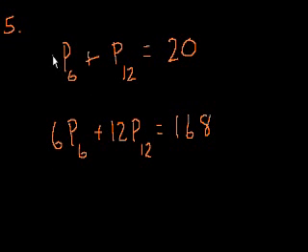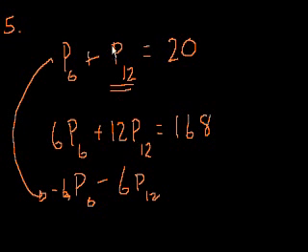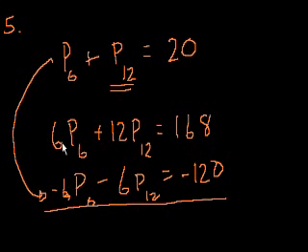So they want to know how many packages of the 12 bagels he bought. So they want to know what P sub 12, or whatever you want to call that, is. If we want to do that, let's cancel out the P6's. So if we multiply that top equation by minus 6, you get minus 6 times the 6 packs minus 6 times the 12 packs, is equal to minus 120. Now we can add the 2 equations. These cancel out. That was the whole point.